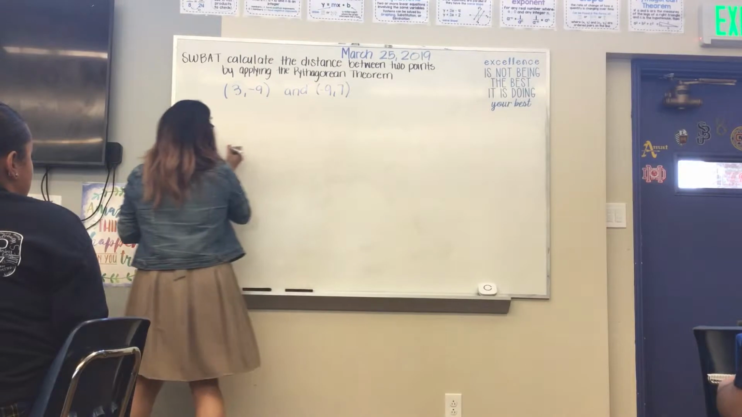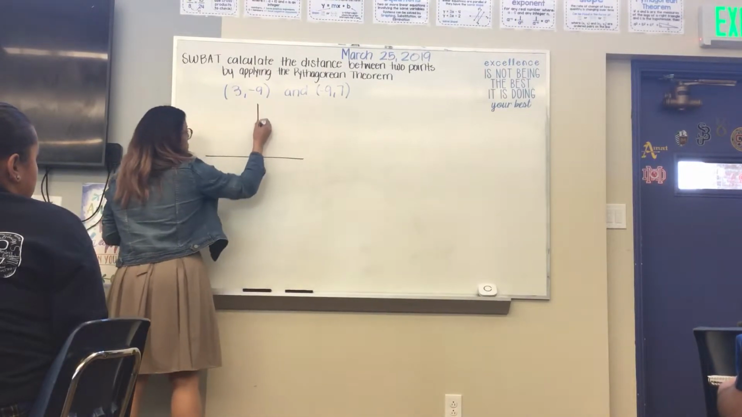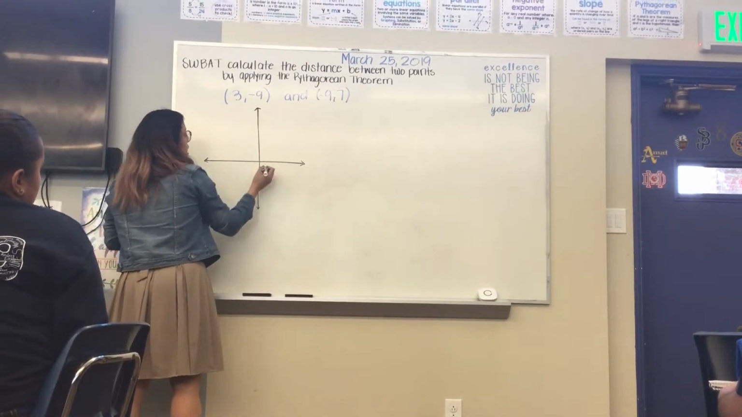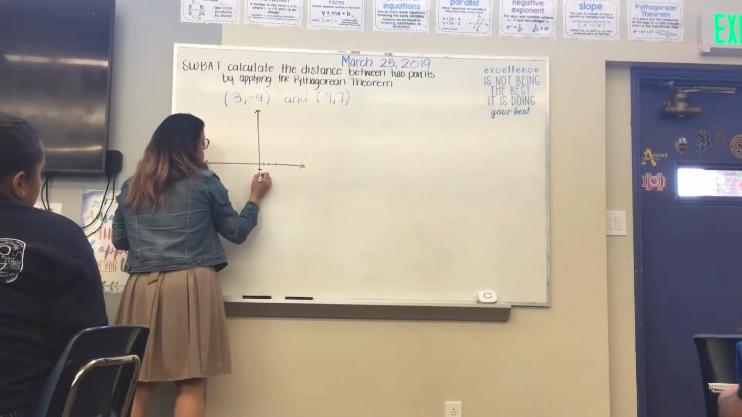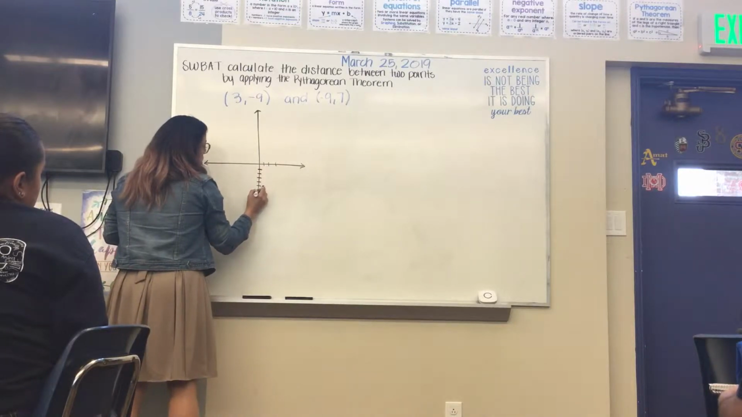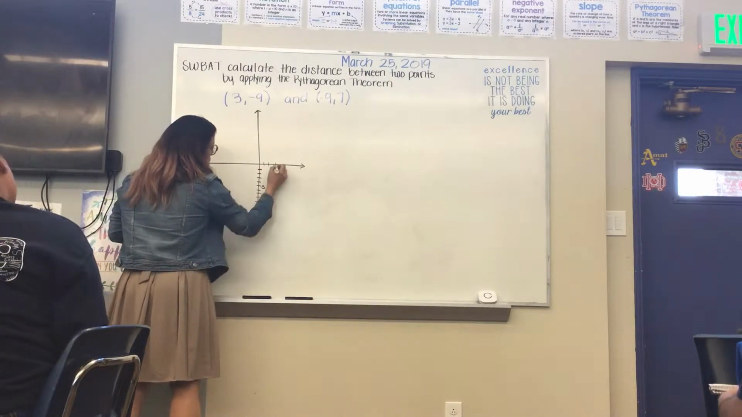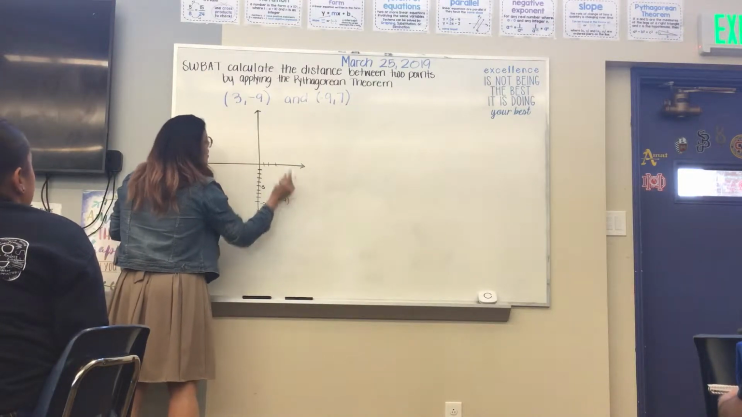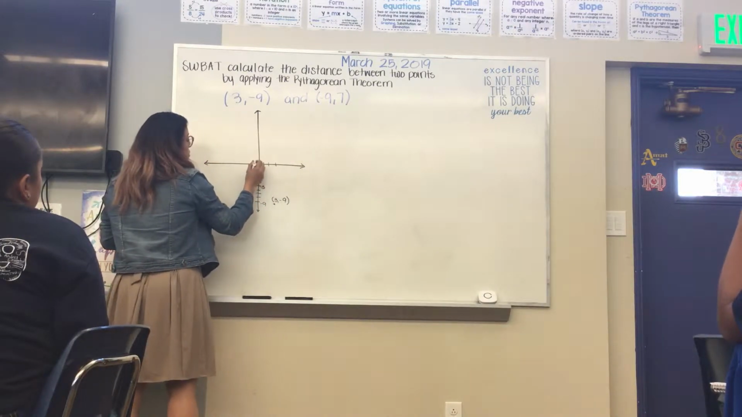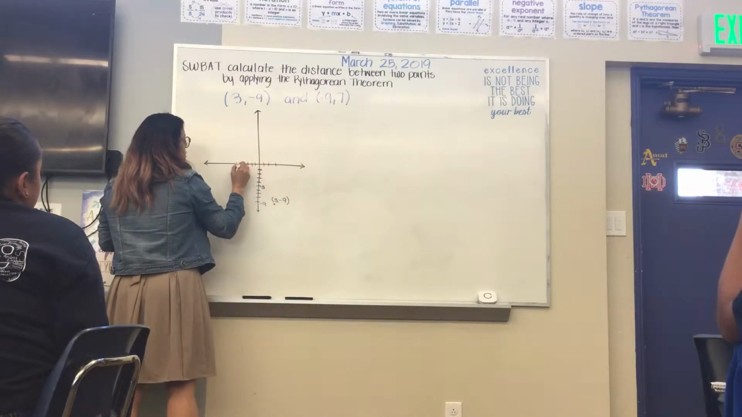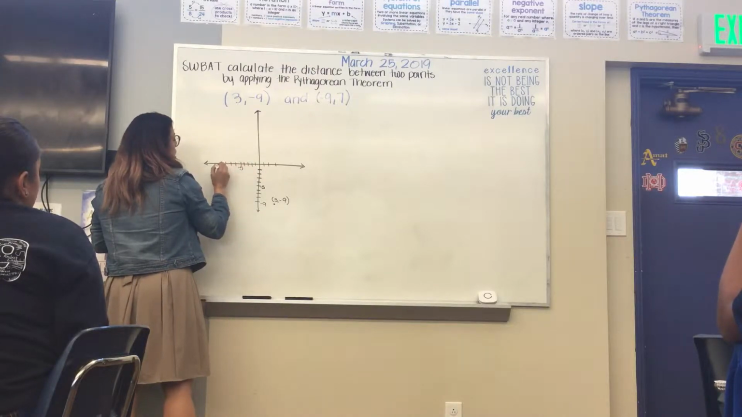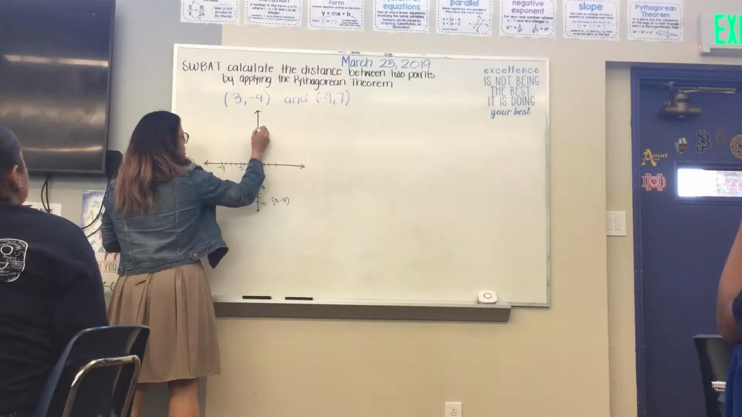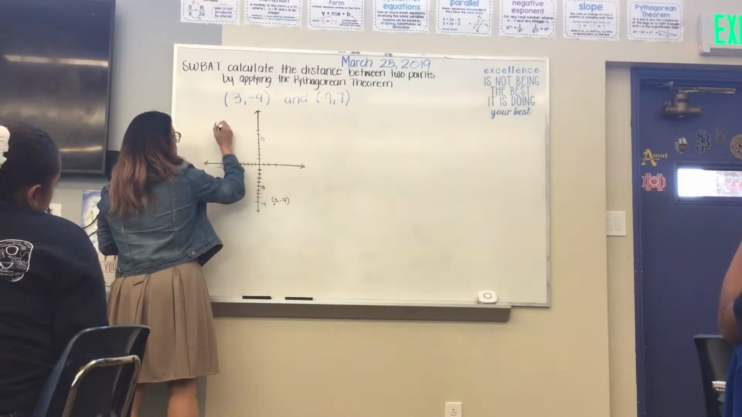So let's back up. If I were to plot these 2 points on an x and y coordinate plane, I'd get 1, 2, 3, 1, 2, 3, 4, 5, 6, 7, 8, 9. Here's 1 point, 3, negative 9. My second point, negative 9, 7: 1, 2, 3, 4, 5, 6, 7, 8, 9, up 7. Here's my second point.